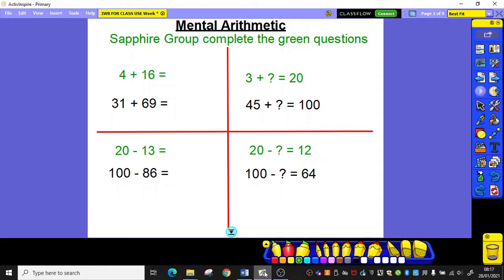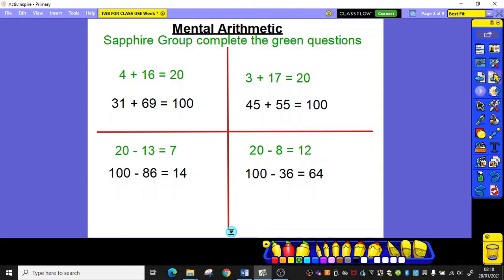Okay, welcome back, year 4. I'm now going to show you the answers to the questions. Now, hopefully, as you're marking them, you're realising that this is all about number bonds to 20 and number bonds to 100, which are really important skills to practice in maths.